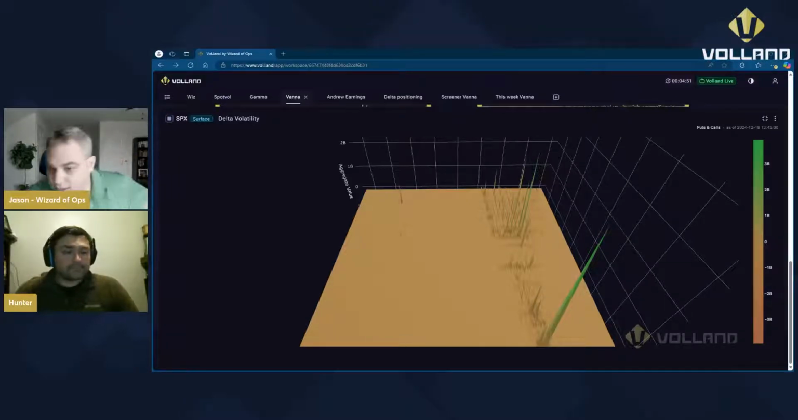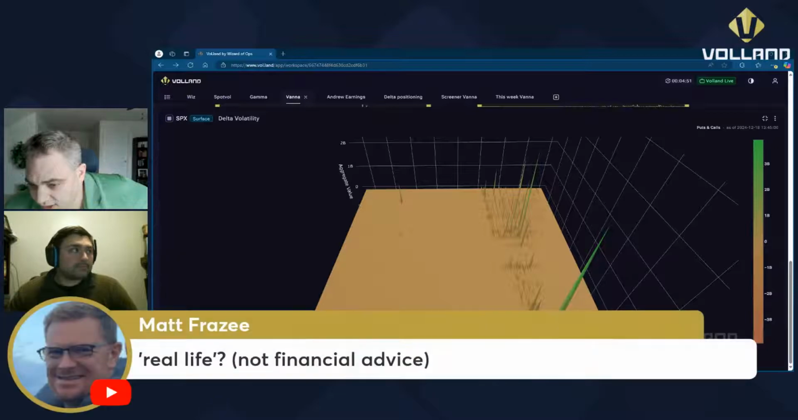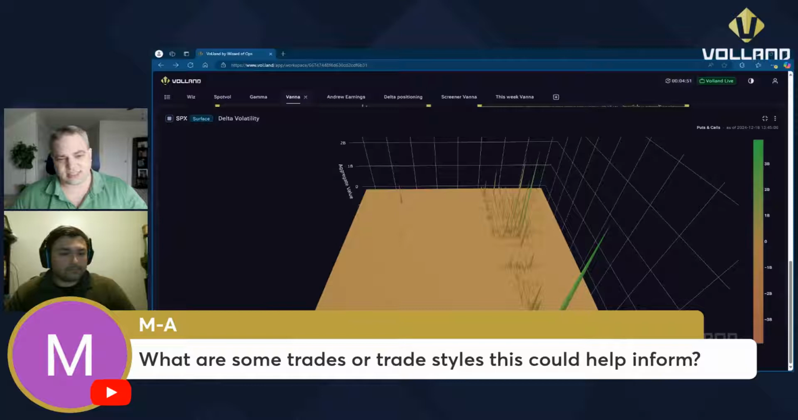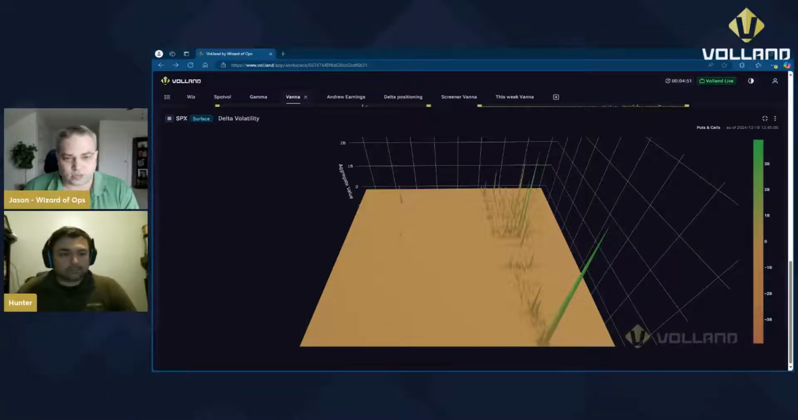All right. And in real life, not financial advice, what are some trades or trade styles this could help inform? Okay, so let's talk, because this is not as much a zero DTE thing. This is more of a swing trade thing. So let's check it out.